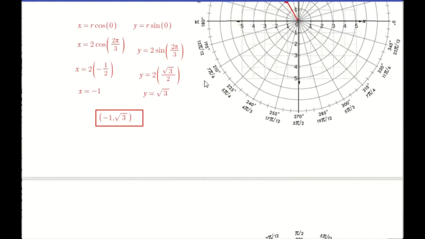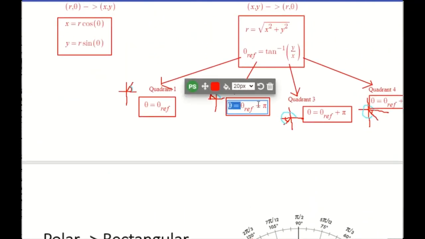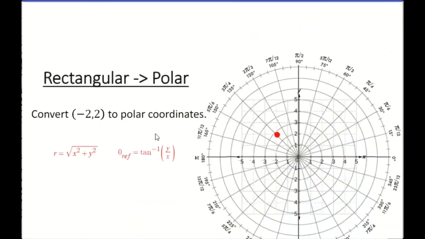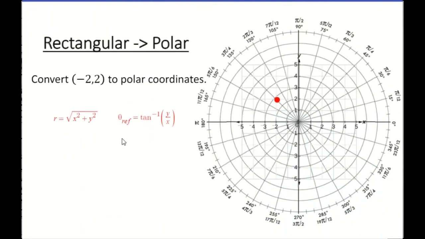So theta here, in fact, let me just go ahead and pull that equation down, just so that we don't have to keep scrolling back up. There we go. Theta is going to be the reference angle plus pi. So we'll throw this in the calculator, we'll add pi, and we'll be done. Let's go ahead and compute what this would be.